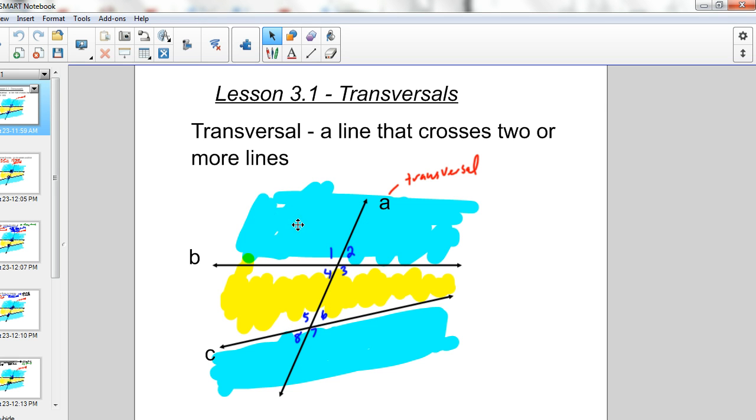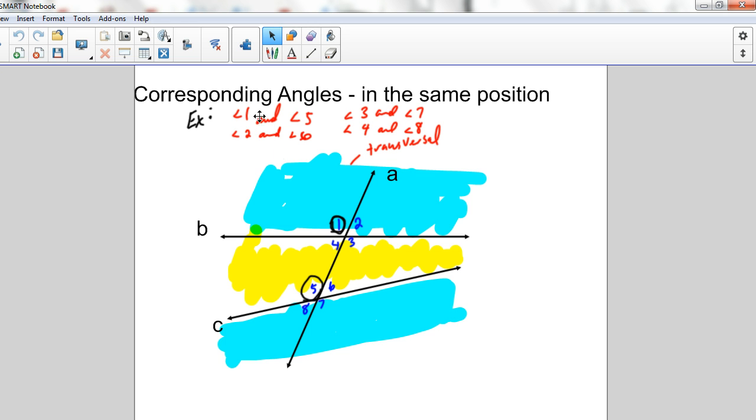It also has exterior angles, which is 1 and 2, and 8 and 7. So this blue part is exterior. It's on the outside of this and this line, B and C. And it also creates the interior. So this yellow part is interior. Angles 4 and 3 and 5 and 6 are interior. We talked about this earlier today. There's just that stuff written down.